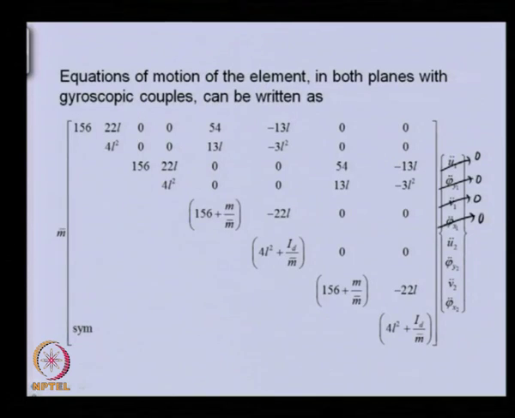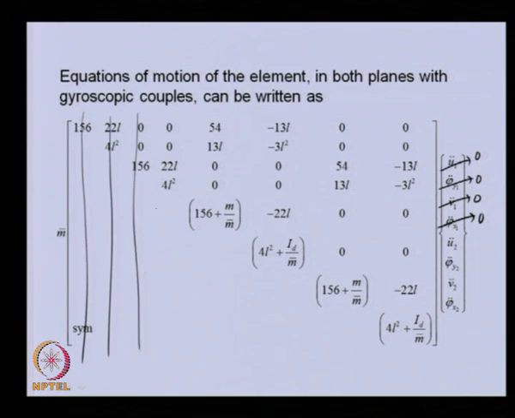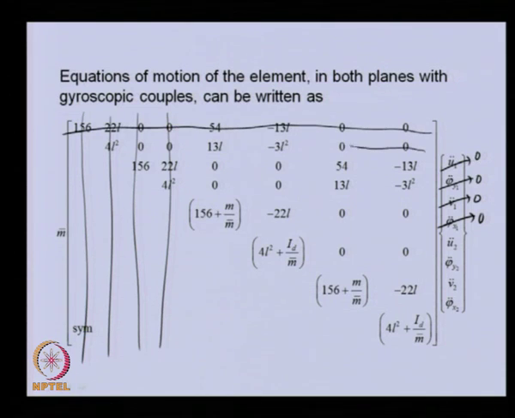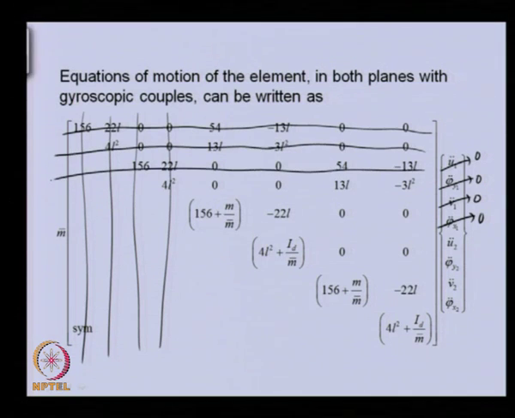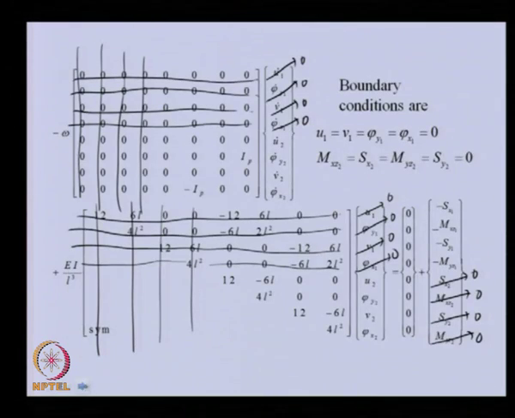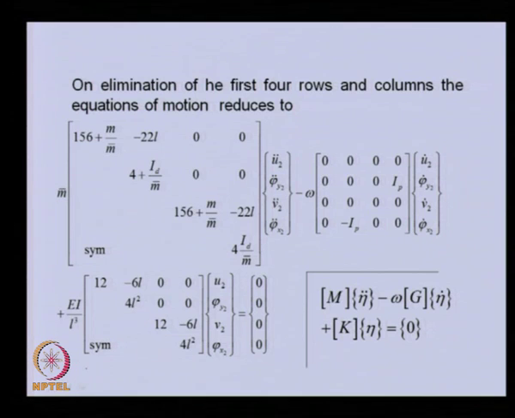Similarly, for the mass matrix, this mass matrix and stiffness matrix are symmetric, only the gyroscopic matrix is skew symmetric. So, first 4 rows and columns of these matrices are eliminated. The remaining ones we will write separately. So, this is the reduced form of the equation of motion after boundary conditions.